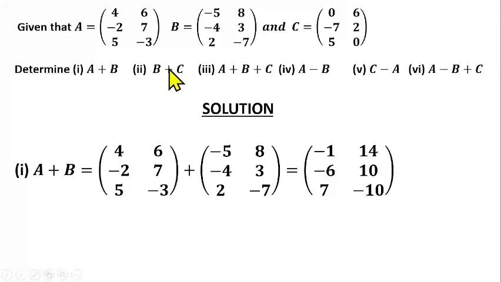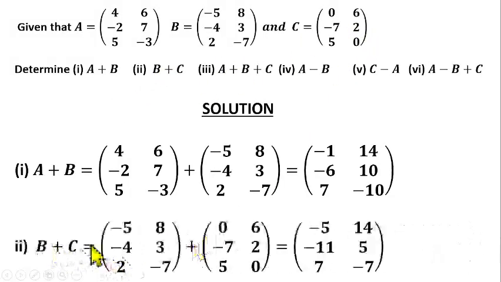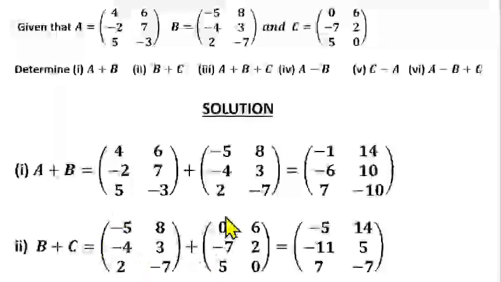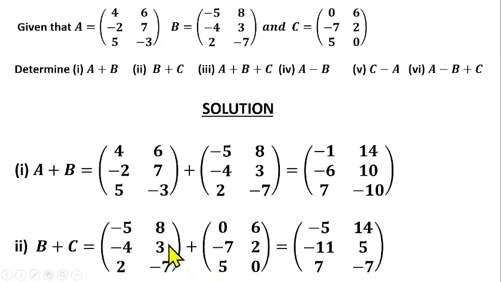The next one is matrix B plus matrix C. So matrix B, which is this, plus matrix C. So we add them together. You have minus 5 plus 0, that gives us minus 5. 8 plus 6 will give us 14. Minus 4 plus minus 7, that gives us minus 11. 3 plus 2 will give us 5. 2 plus 5 will give us 7. Minus 7 plus 0 gives us minus 7. So we have taken care of Roman figure 1, Roman figure 2. Then Roman figure 3, let's see that one in the next slide.